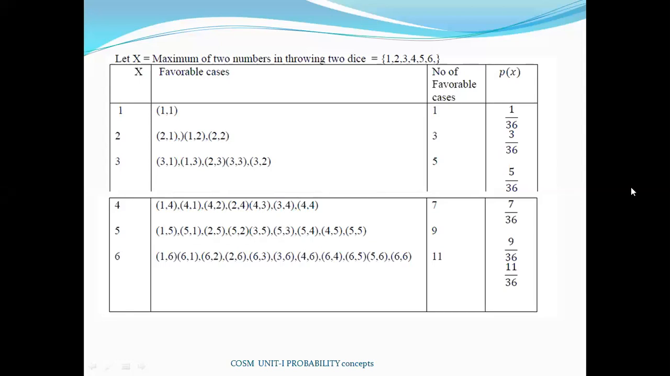Similarly, write down the pairs of numbers involving 6. You can observe that there are 11 favorable cases. So the probability of x equal to 6 is 11 by 36.